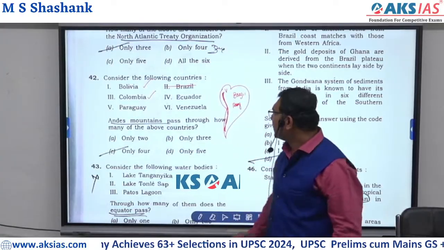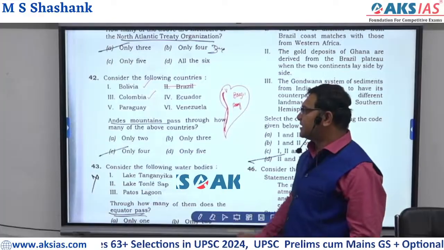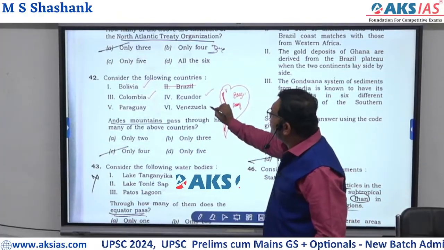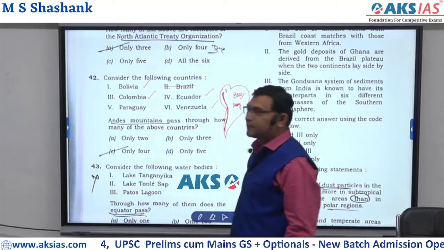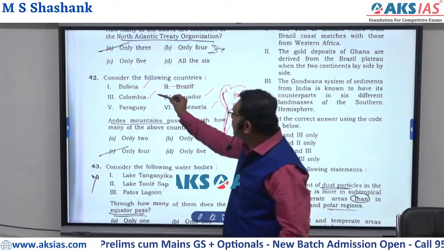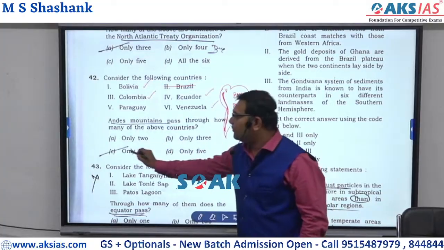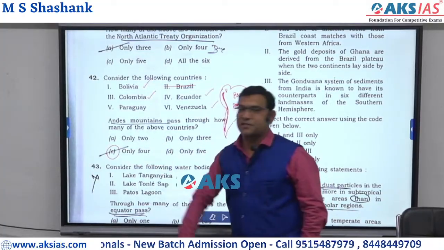It is here, so it is away from the Andes. The Andes mountains pass through how many countries? Ecuador is correct, Venezuela is correct, Colombia is correct. So now let's look at options 1, 2, 3, 4. Only 2? No. Only 3? Only 4. Only 4 is the right option.